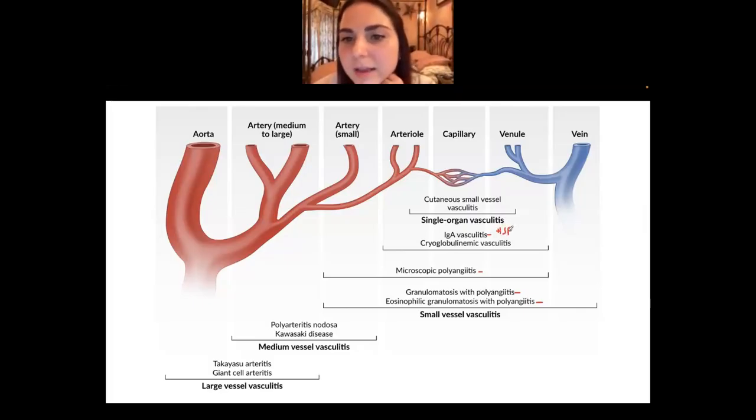So they kind of got away from using the names, which I think is good because it helps you think about it more. Like, oh, are there granulomas? Are there not granulomas? We didn't talk about cryoglobulinemic vasculitis.